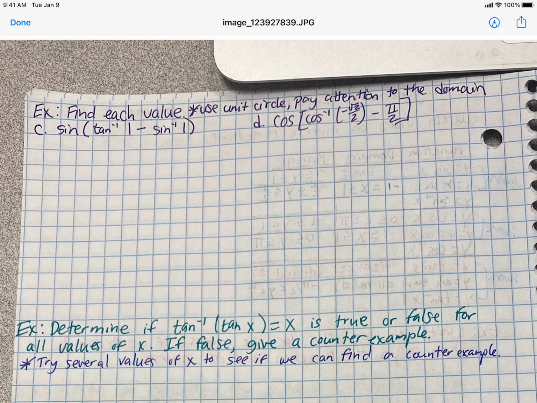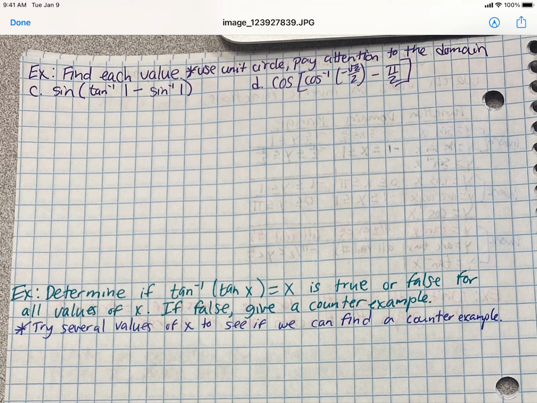Okay, so same thing. Find each value, use the unit circle, pay attention to our domains. So first one, we have the sine of the inverse tangent of 1 minus the inverse sine of 1. You're going to look at your unit circle and see at what radian is my tangent equal to 1. That's going to be where your sine and cosine are exactly the same.